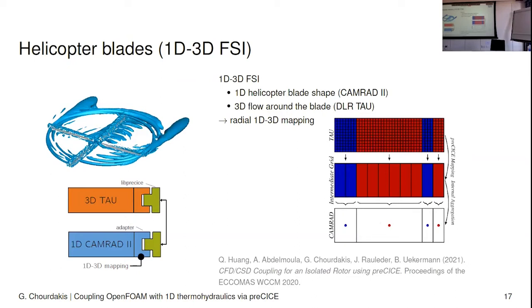In another project, my colleagues at the Institute of Helicopter Technology at the Technical University of Munich are still working on that. They are doing FSI simulations of helicopter blades, meaning that you have a 1D blade, so a wing, and you have 3D flow around that. They are using even some closed source solvers here, the TAU from the German Aerospace Center, and Camrad 2 from the US. And here again, we have to do some conversion from the 1D representation of the blade to the 3D representation of the aerodynamics. We also had to restrict the mapping so that the right 3D regions are mapped to the right 1D regions. This was work of my student Kyunsen Hwang in collaboration with Amin Abdelmullah, who is still working on the bigger project here.